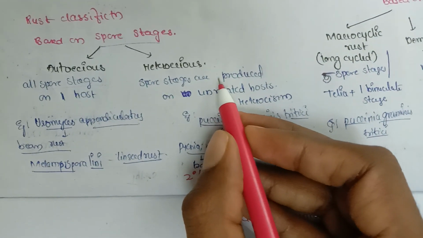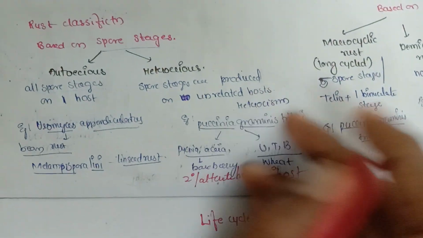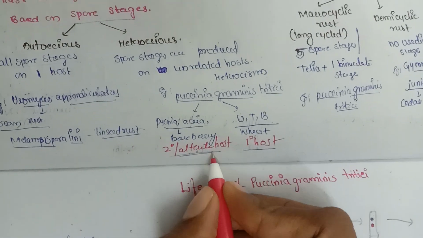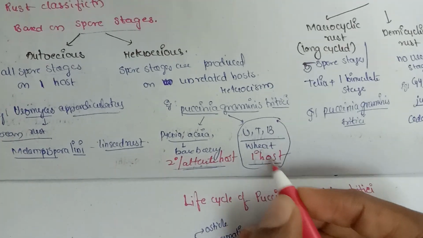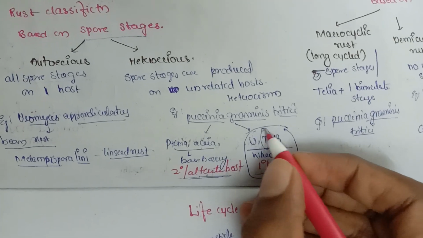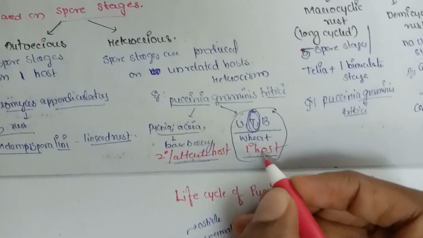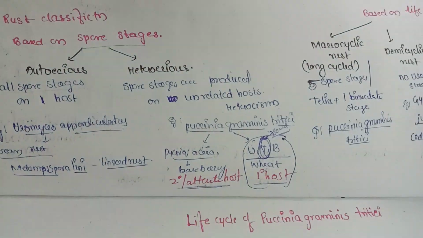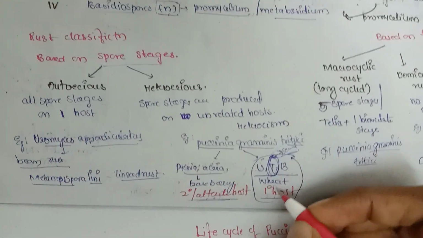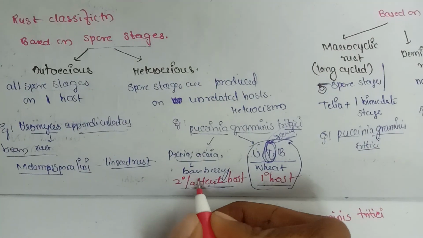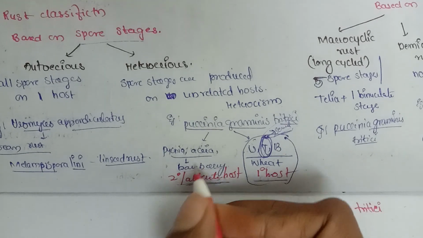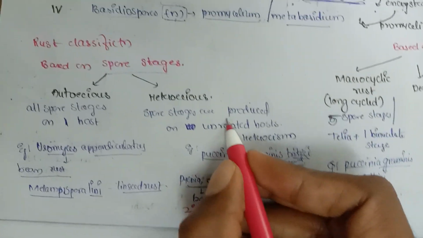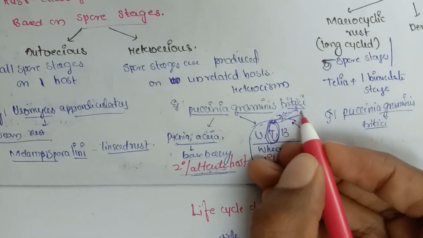And heteroecious rust. Heteroecious rust means it has two unrelated hosts. One is the primary host and the other is the secondary host. Primary host means it has the telial stage on it, where sexual reproduction takes place, where karyogamy takes place, the telia. So it is the primary host, and the secondary host is where pycnia and aecia will be present. An example for heteroecious rust is Puccinia graminis tritici.